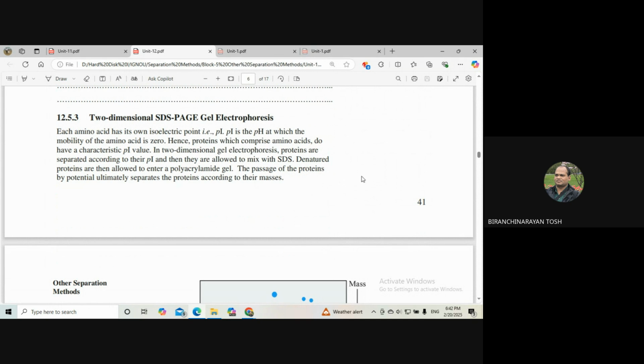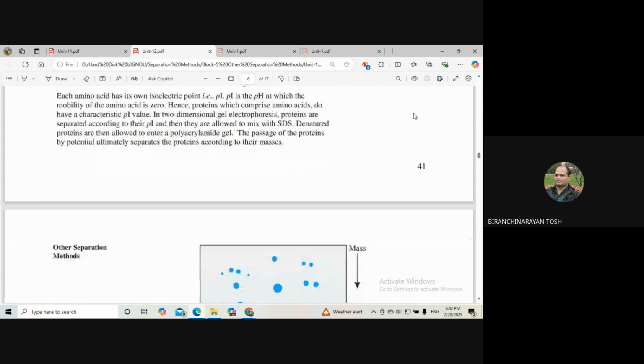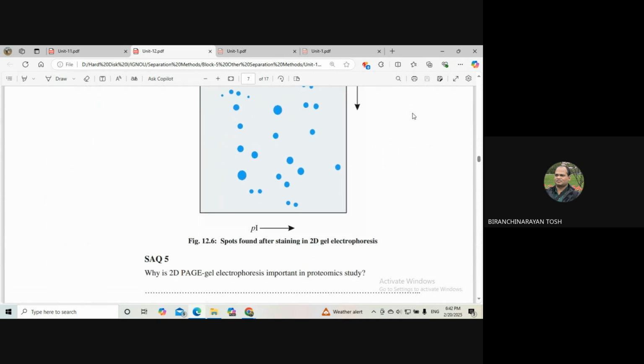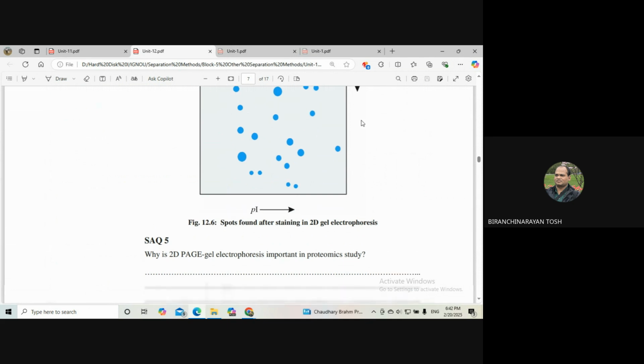In two-dimensional gel electrophoresis, proteins are first separated according to their isoelectric point, and then they are allowed to mix with SDS. Denatured proteins are then allowed to enter a polyacrylamide gel. The passage of protein by potential ultimately separates the proteins according to their masses. So this is two-dimensional gel electrophoresis. Then next is capillary electrophoresis.